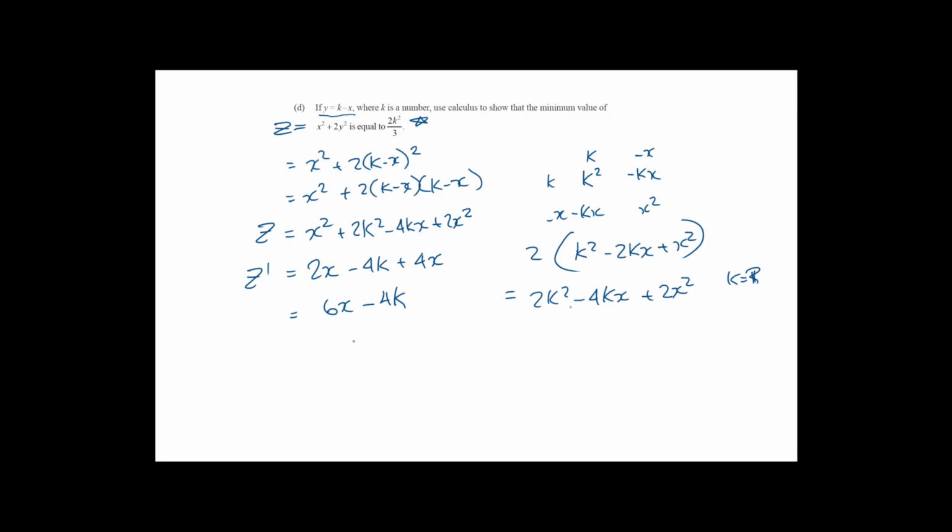Okay, so we've differentiated it, so now that's going to tell us where the maximum and minimum is. So I'm going to set that equal to 0, and then I'm going to solve for x. So 6x equals 4k. So x is going to be equal to 4k over 6, which is 2k over 3, which is kind of what we've got there. Okay. So I think we're on the home stretch.